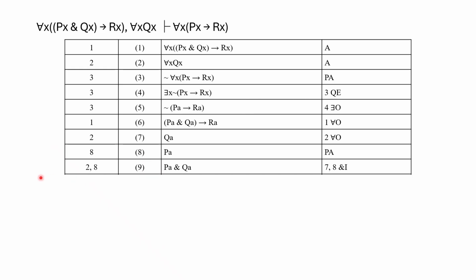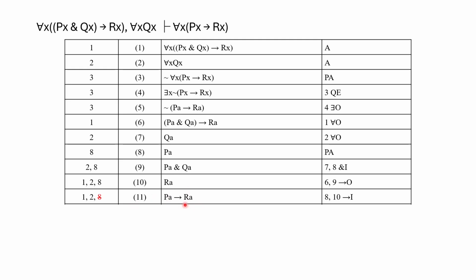I need to get to the consequent of this conditional statement. So I'm going to put PA and QA together in line 9. And then I can get RA from 6 and 9. And now I made a PA, the antecedent. I got to the consequent here in line 10. So I can build my arrow statement in line 11. So PA is my antecedent, RA is my consequent, so 8 and 10, arrow in. Want to make sure that I drop out the assumption number associated with the PA, which is an 8, and then I can build my contradiction.